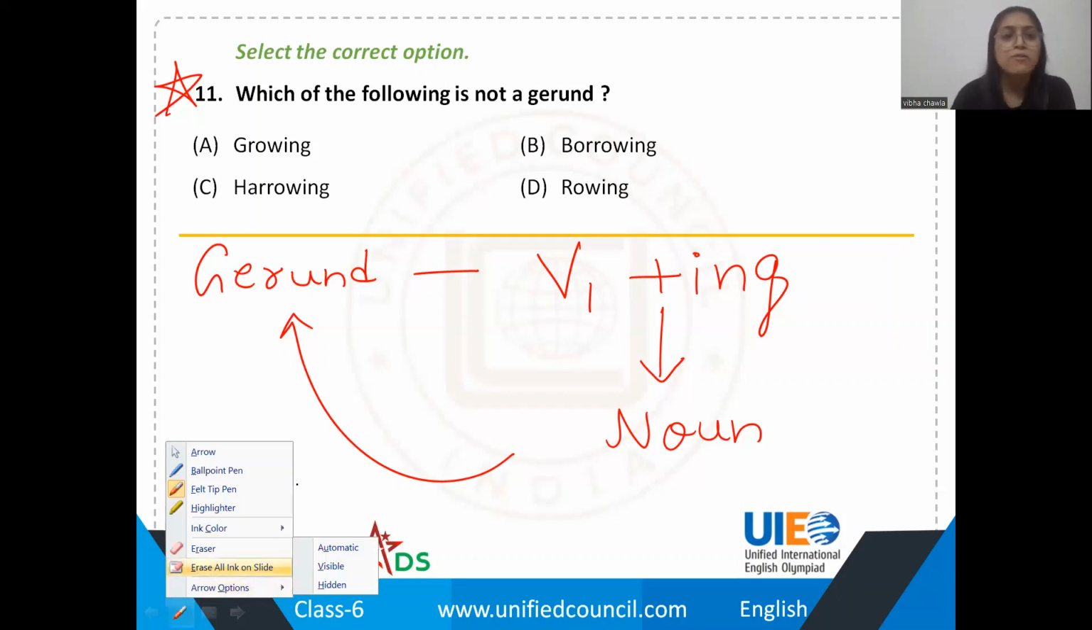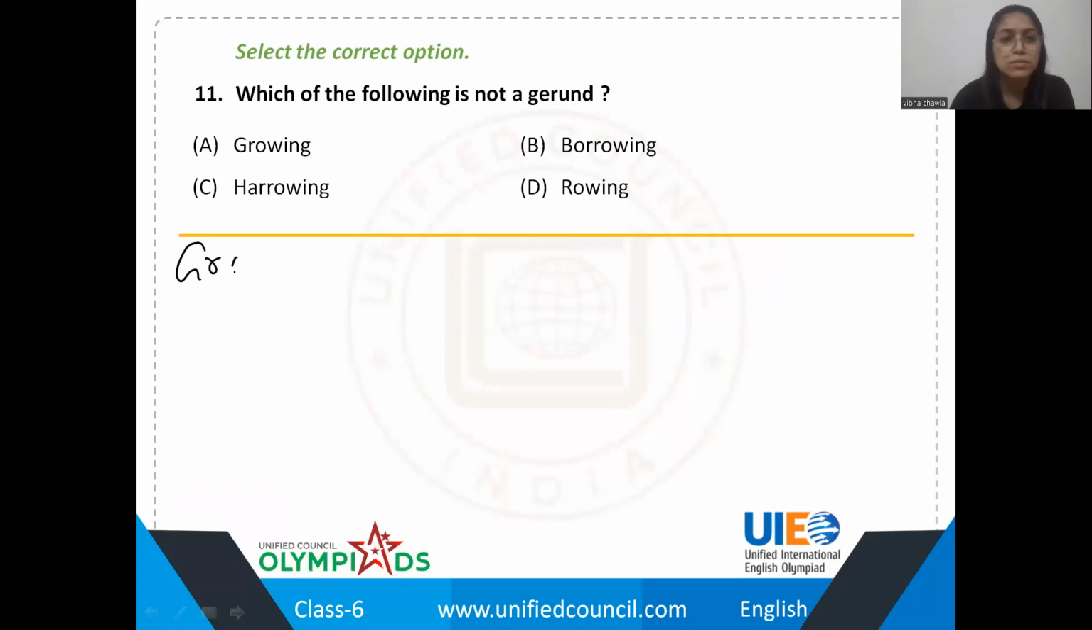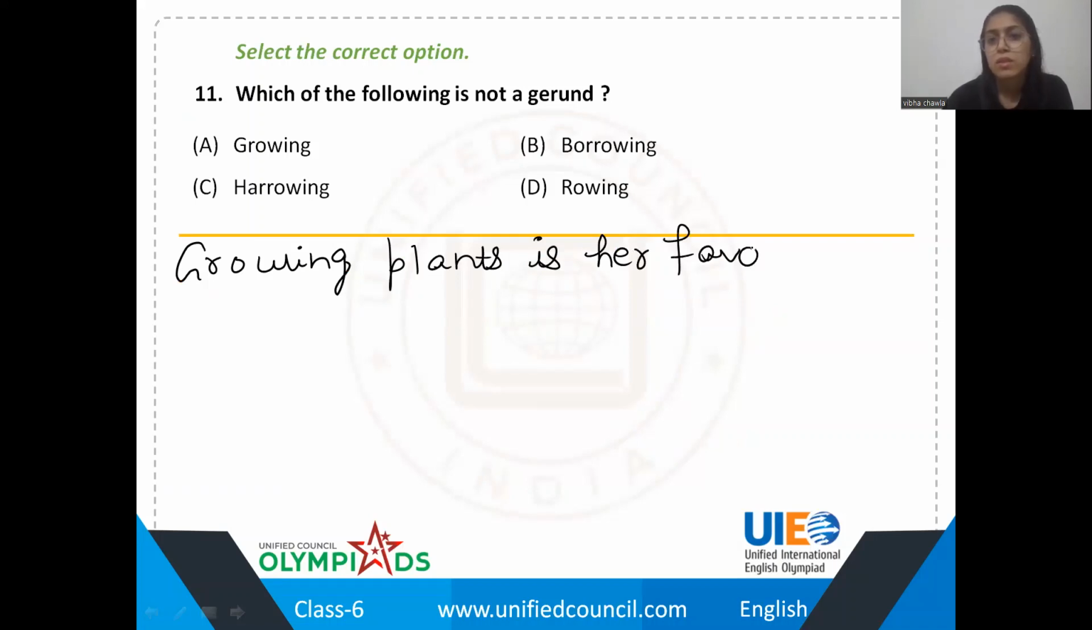First one we have growing. It can be a noun. For example, growing plants is her favorite hobby. So you see, in this sentence, growing is not acting as a verb. In fact, it is acting as a noun, a subject. So it can be a gerund.